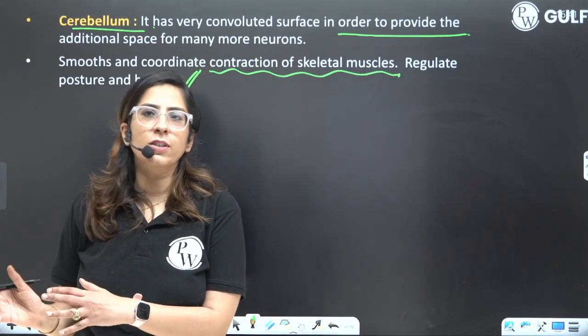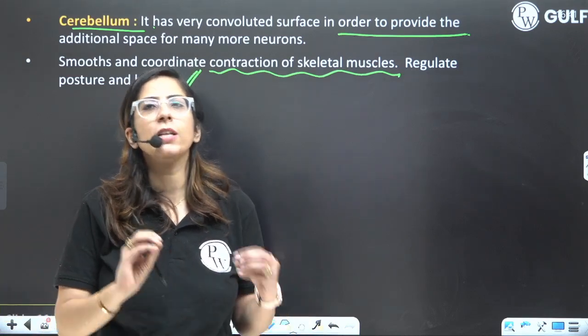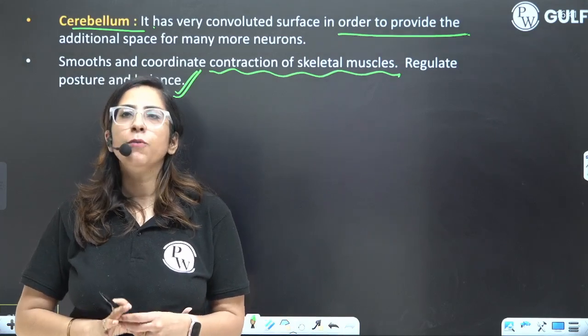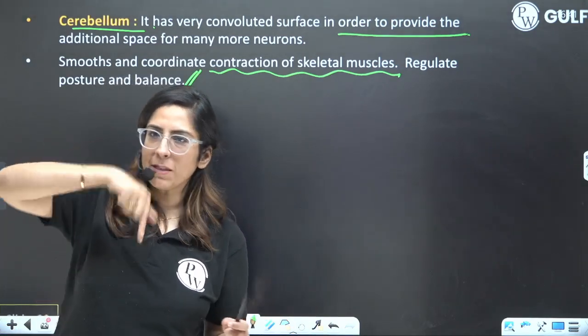So today we have talked about nervous control and coordination in a brief way. I have given you a quick revision of the whole chapter. If you want the detailed one, any topic, please let me know in the comment section.